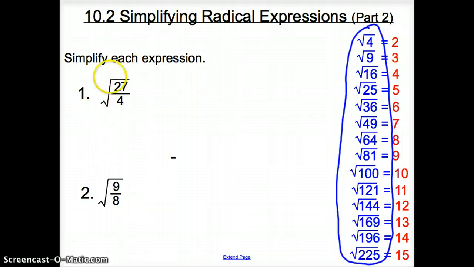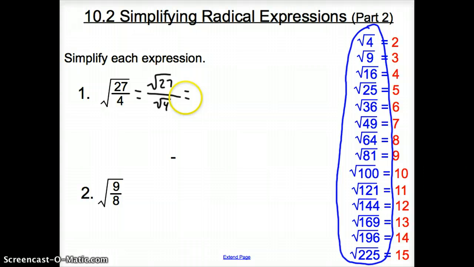Now we have the square root of a fraction. Before it was whole numbers, but now we have a square root of a fraction. All this means is that we can take the square root to the top and to the bottom. So it's going to be the square root of 27 and the square root of 4. What we're going to do now is just simplify both the top and the bottom.